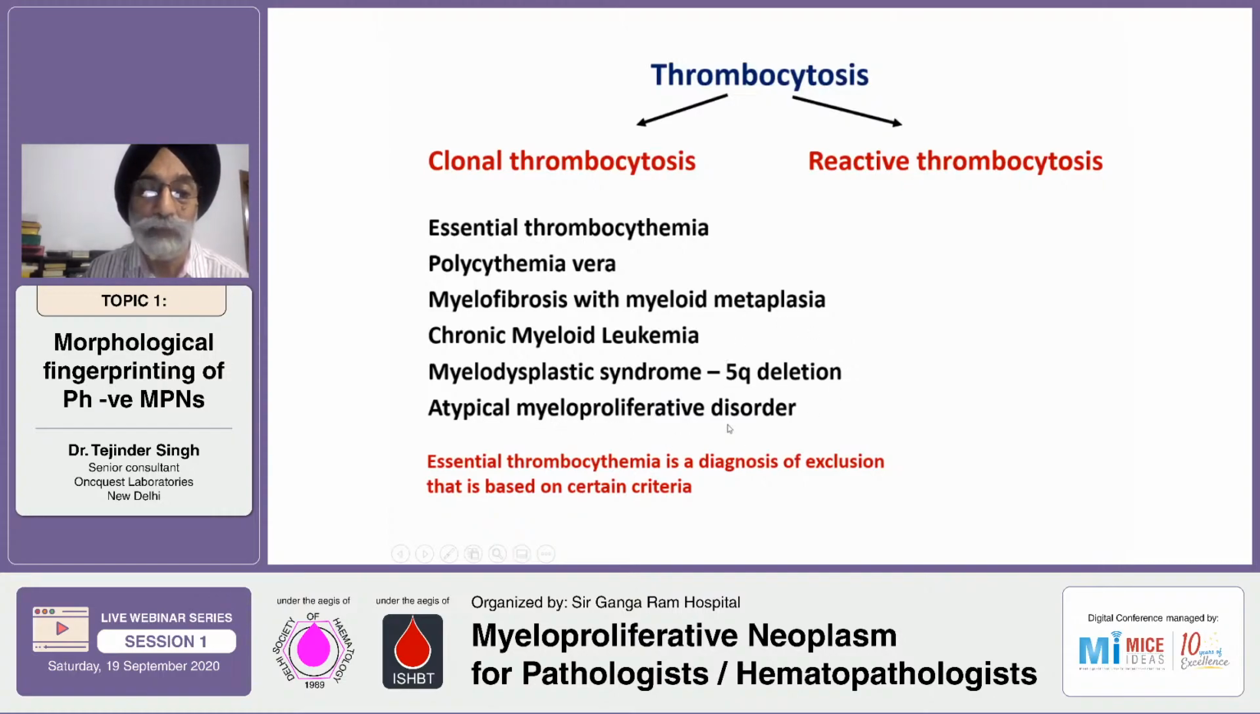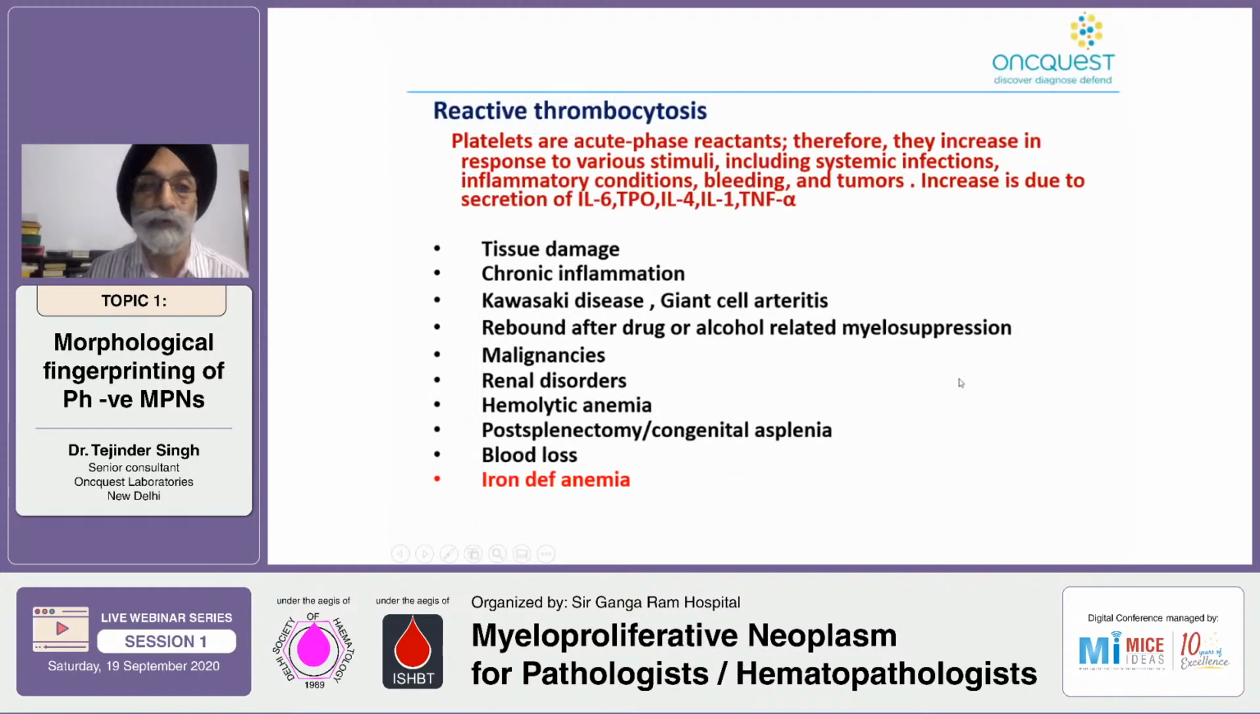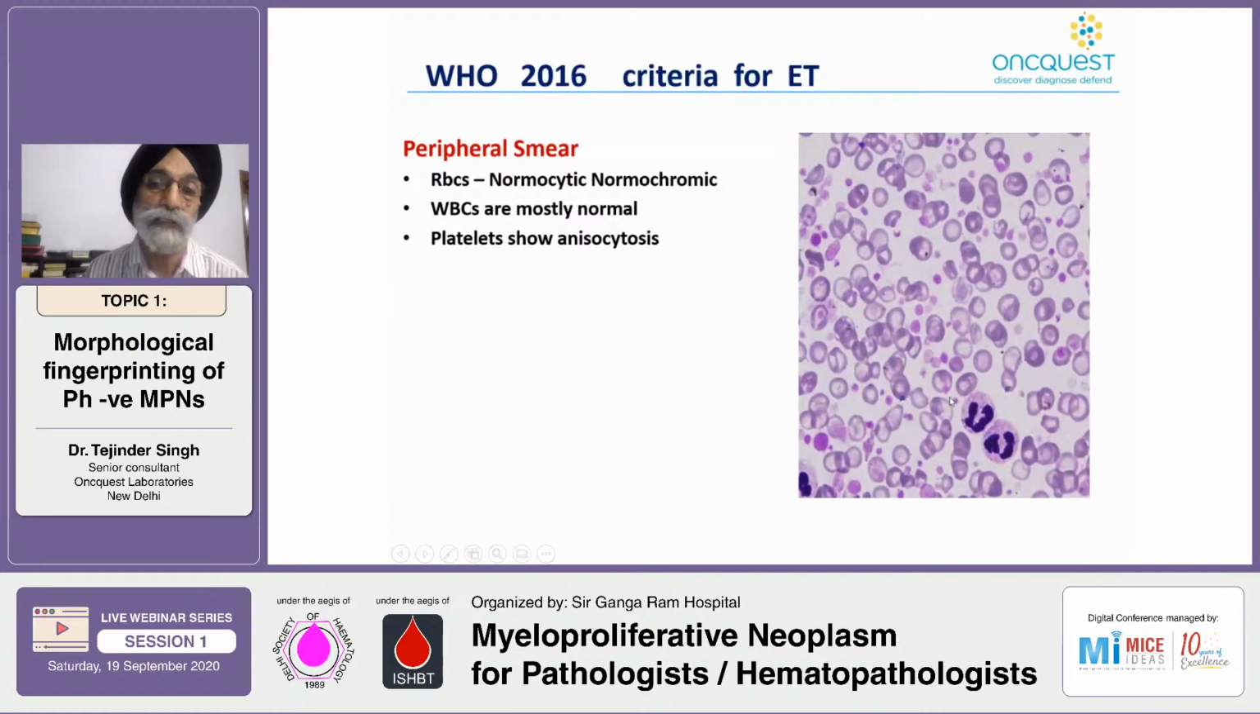And then we have atypical myeloproliferative disorders. So reactive thrombocytosis can occur whenever there is a chronic inflammation, tissue damage, post-operative state, giant cell arteritis, various malignancies, hemolytic anemias, post-splenectomy, and iron deficiency anemia. This could be a cause of thrombocytosis in certain cases.